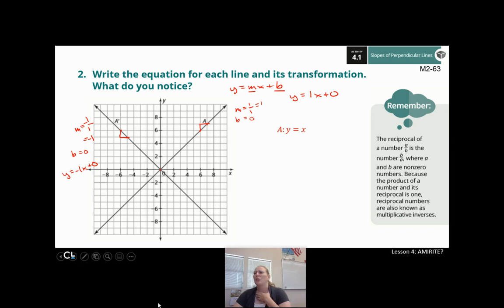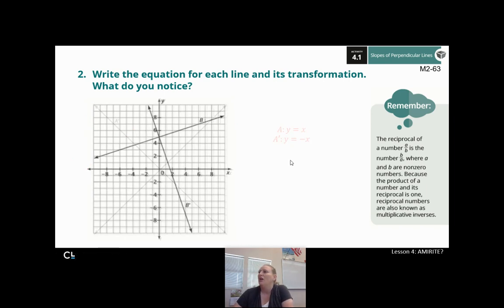But again, that looks a little weird. I don't really need the plus 0 on the end, and instead of -1x, I can just write that as -x. So for line A prime, I'm writing it as y equals -x.